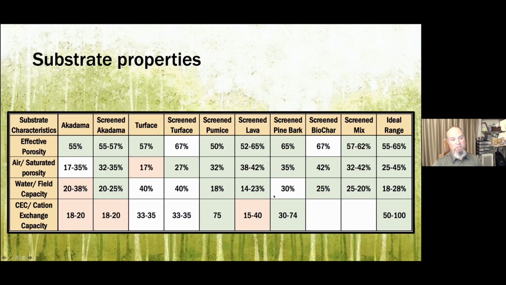Screened pine bark, conversely, is going to do great. If anything, the water-filled porosity could be a little bit low, but as that starts to break down, that will change drastically. Biochar is wood that's been burned in the absence of oxygen, and you can get it in a granular nature. It's used for aquarium filtration. It's used for a lot of different things. It is an excellent buffer in the soil to help maintain pH. It absorbs and holds on to nutrients very well. It is a great component to use.